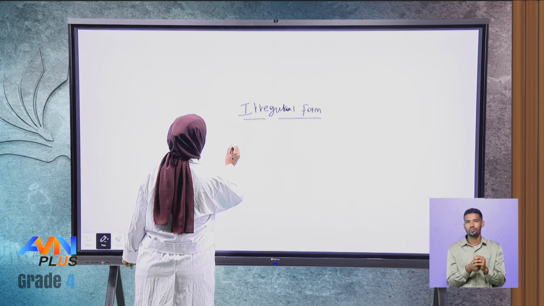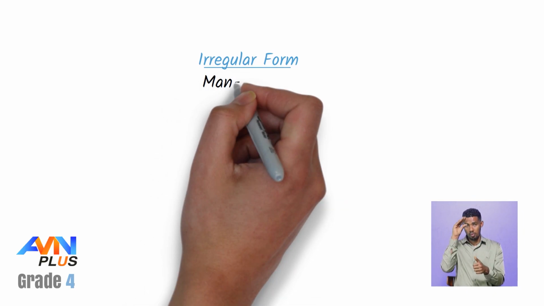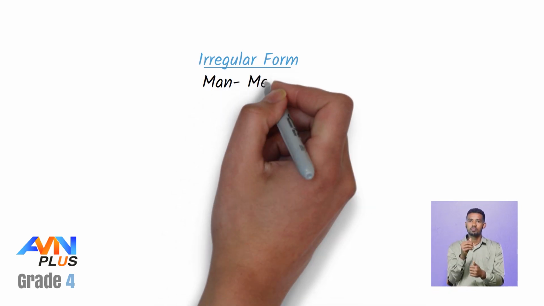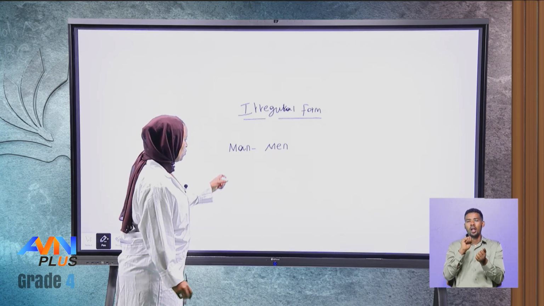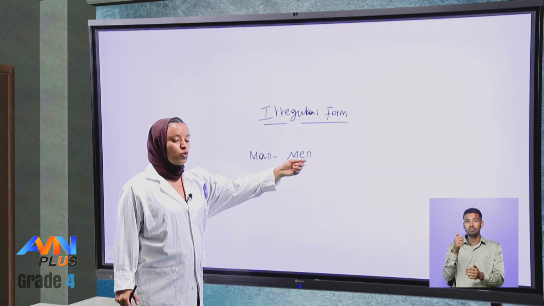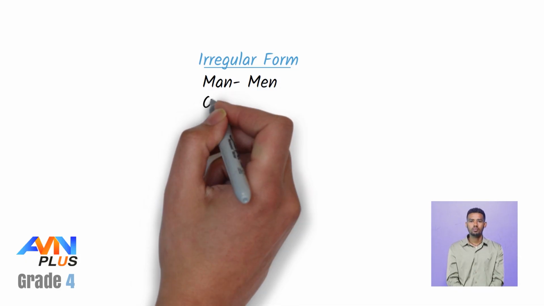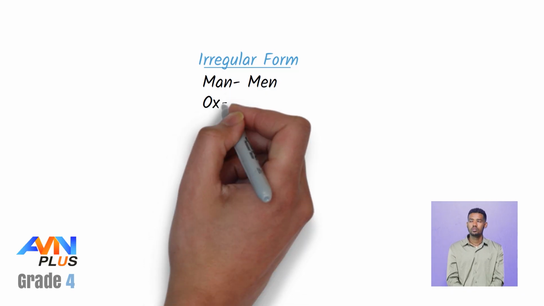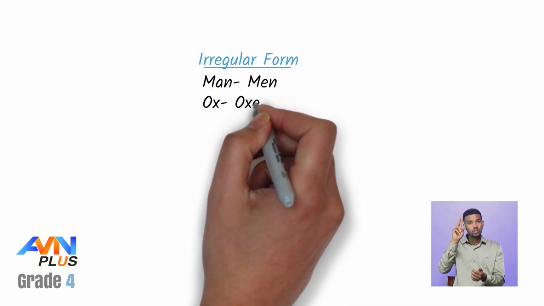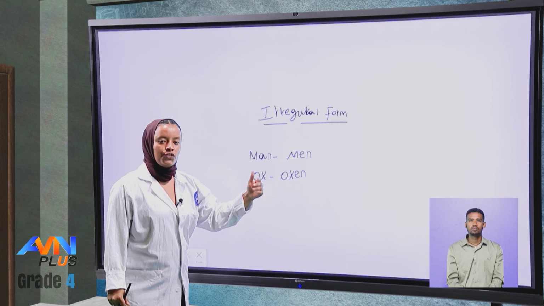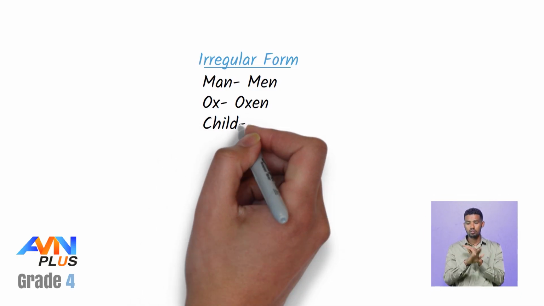Here is the first one, from the easy ones: man. Two men. Man, change a to e, men. For example, this one is one man, this one is two men, three or more. Here is, for example, ox: one ox, and this one, oxen. It means two oxen, three oxen, and more. Child, children.